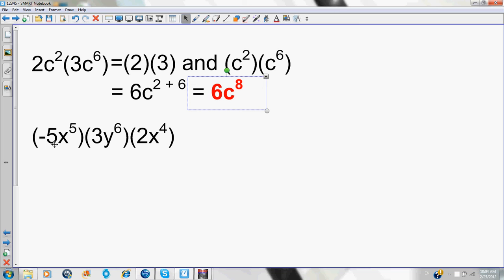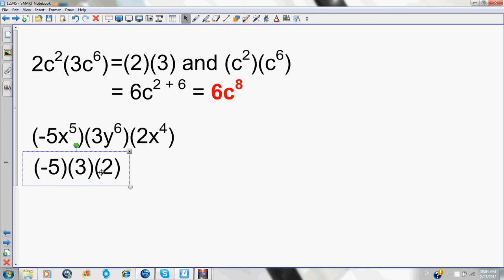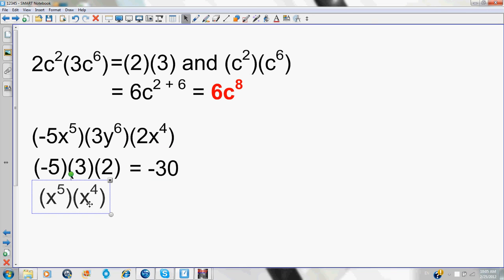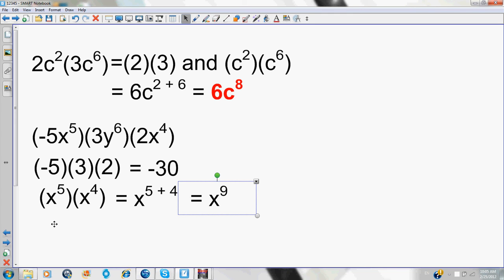As we did in the previous example, we multiply coefficients times coefficients and variables times variables. So this would be -5 times 3 times 2, which gives us -30, and it would be x to the 5th times x to the 4th, which would be x to the 5 plus 4, and we add those together and we get x to the 9th. And then the y to the 6th is as simplified as it can get. So our answer would be -30 x to the 9th y to the 6th, like so.